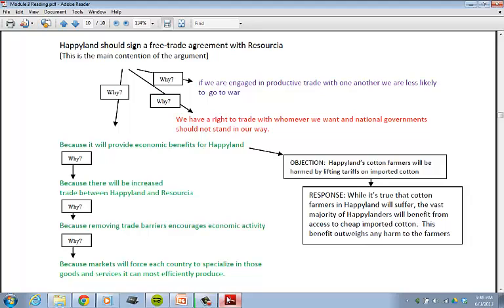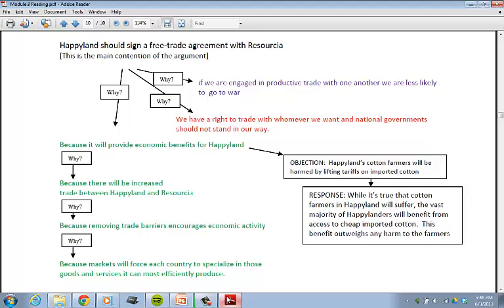The first is that, look, we've been through a war. If we're engaged in productive trade with one another, we're less likely to go to war. And there's no supporting evidence given for that claim. So it's given as a reason. There's no additional argument, as far as I recall, given in support of that. And that appears somewhere, I think, in the second paragraph.